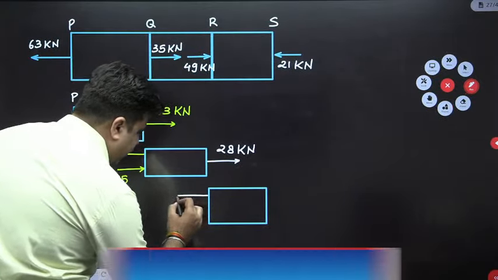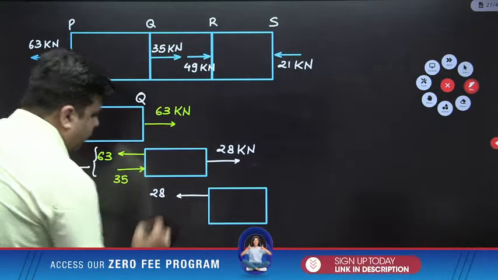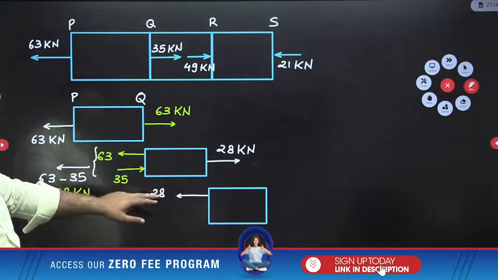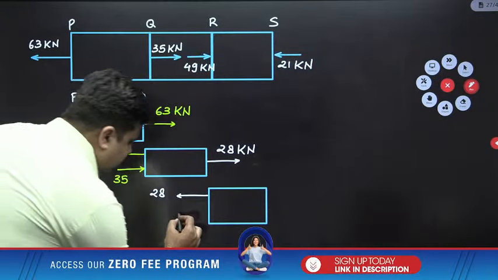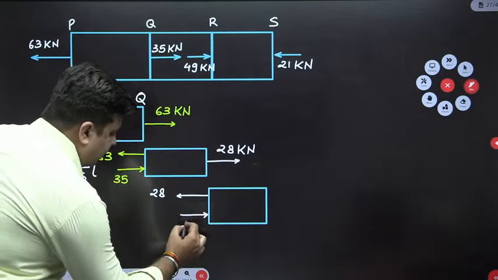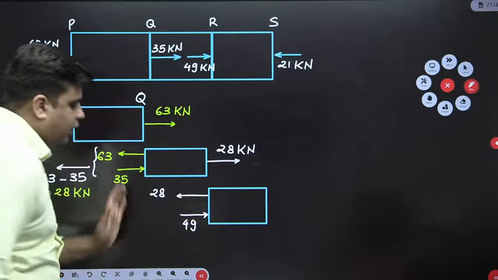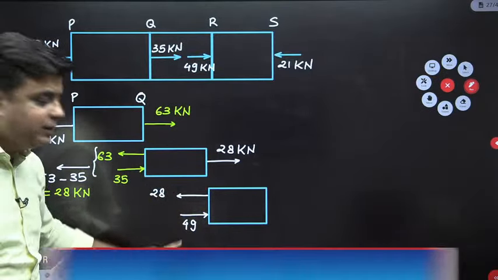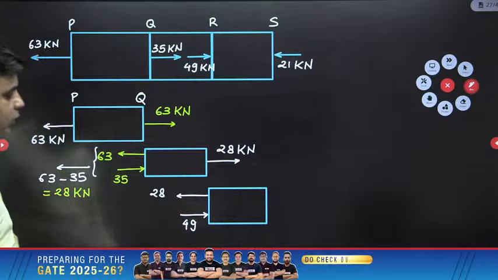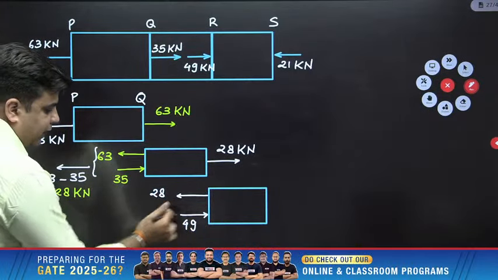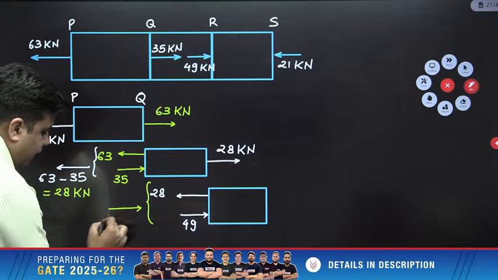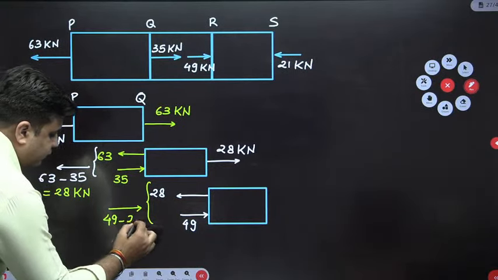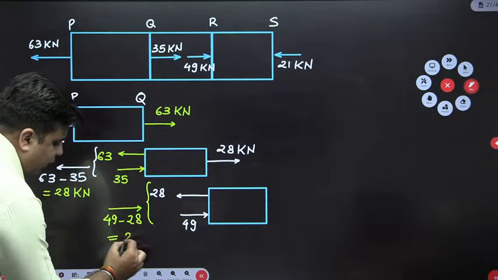Equal and opposite 28 kilonewton should act over portion RS. So 28 is acting like this. Now external load of 49 kilonewton is acting inwards. What is the net load acting over this interface now? So 28 outside, 49 inwards. So net will be inwards and the value will be 49 minus 28. And what will be this value? This value will be 21.